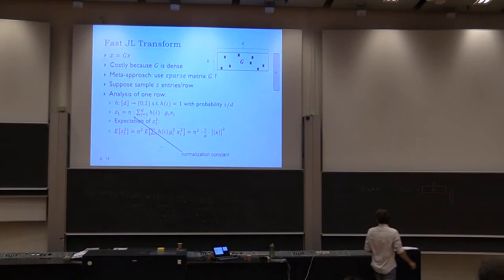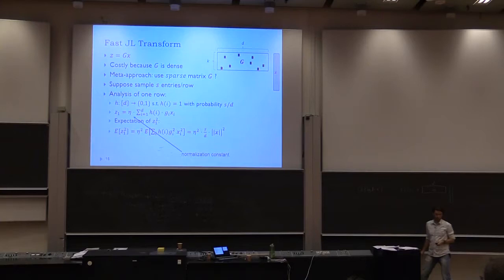Right. So the step from going from here to here is very similar to what Graham mentioned for computing the CountSketch. Namely, let me just compute this exactly. So the expectation of z1 squared is roughly equal to the expectation of that sum, so this is eta squared, times the sum of h of i times g i x i, squared. And again, this is eta squared.